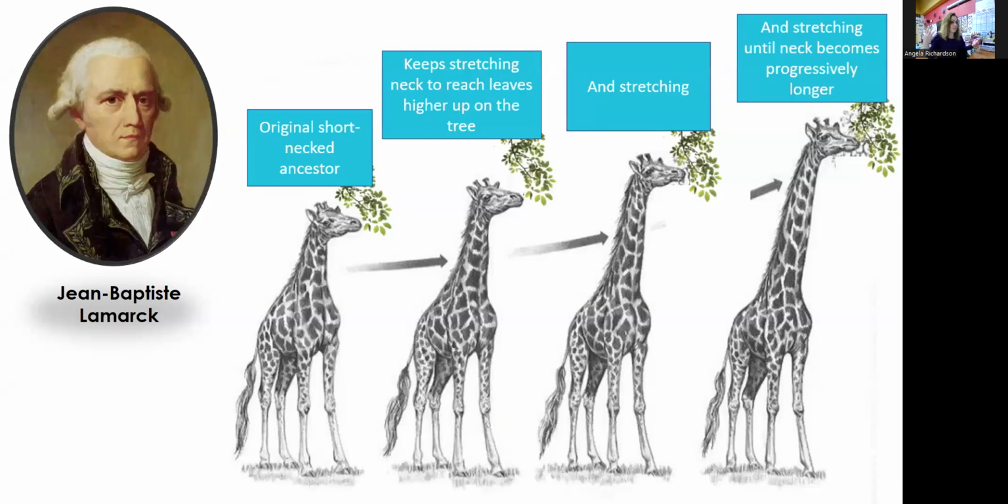So here we have Lamarck again. And what does Lamarck say? Well, he says that right here, the first little giraffe, this is our short-necked ancestor. They keep stretching and trying to reach the leaves, and they keep stretching. And then finally the neck becomes progressively longer and he can reach the happy leaves at the top. And so all of his little giraffe babies will have long necks. Lamarck had good intentions, but unfortunately he was incorrect.